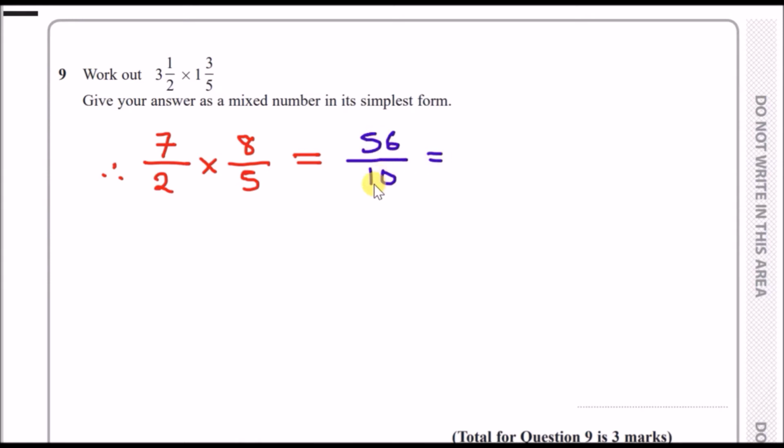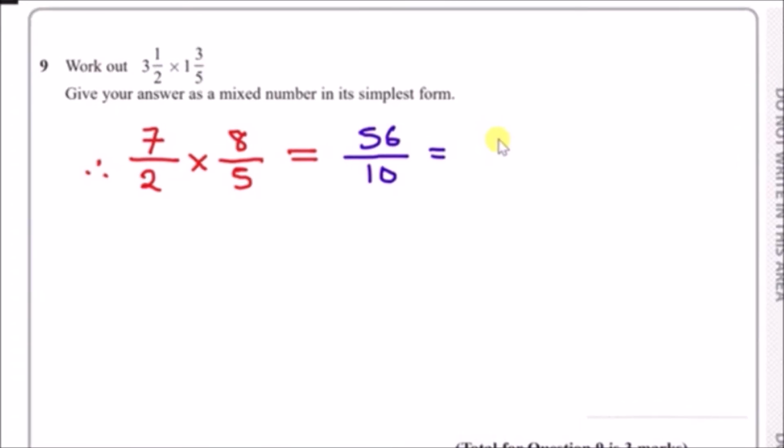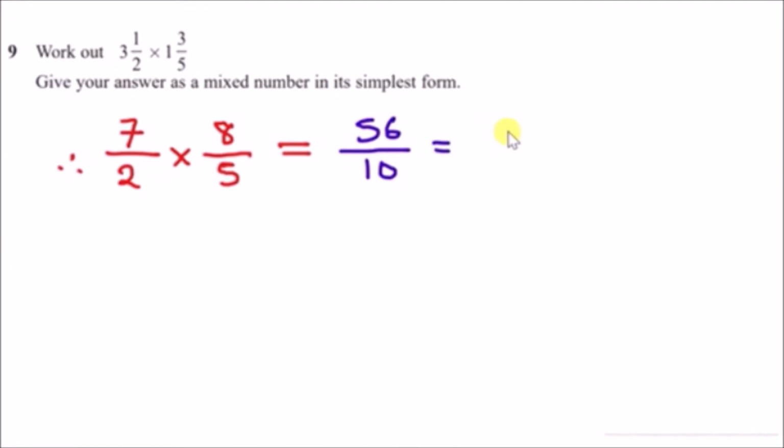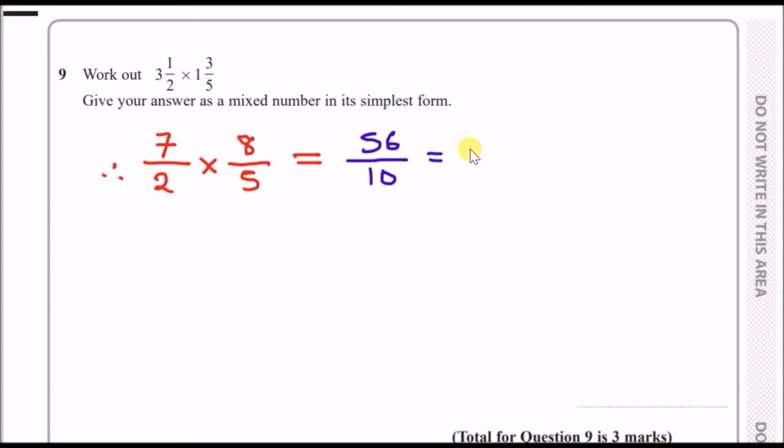Now we could simplify, but let's go ahead and just switch up to mixed numbers, yeah? And we ask ourselves, how many times does 10 go into 56? Well, it goes 5 times, remainder 6. So in other words, it's 5 whole, and then you got a 6 at the top over 10. And well, we know that 6 over 10 are both in the 2 times table. So half in both, and you get 3/5, guys. And that's it.